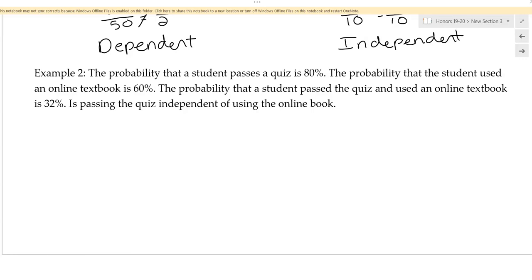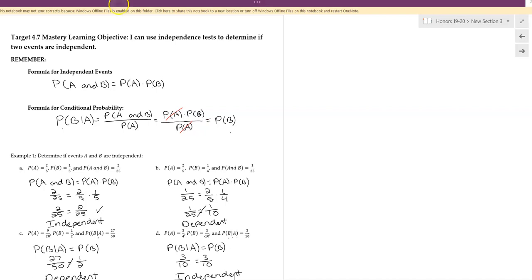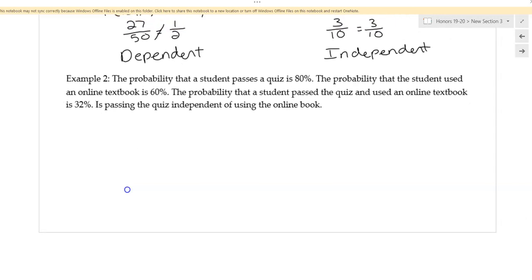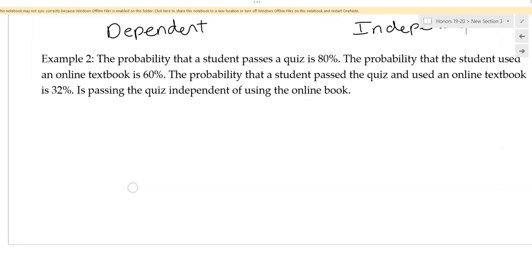So the probability that a student passes a quiz is 80%. The probability that the student uses an online textbook is 60%. The probability that a student passes the quiz and uses an online textbook is 32%. Is passing the quiz independent of using the online book? So the two biggest issues with these types of questions is that students get confused with what it's actually asking. So we really want to pay attention to what the question is asking.